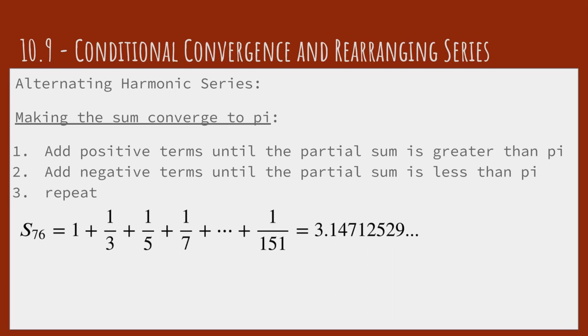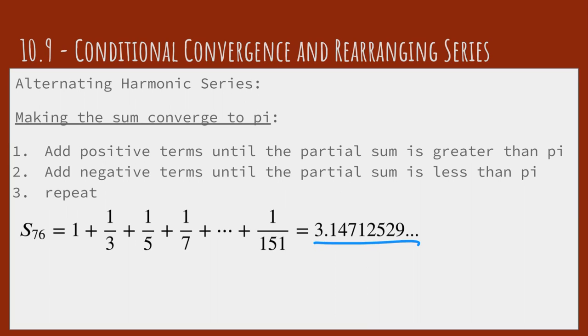Just the first step, add positive terms until the partial sum is greater than pi. We actually need the first 76 positive terms to make our sum bigger than pi. So after 76 terms, we get a sum of 3.147 and so on. And then we're going to add negative terms.